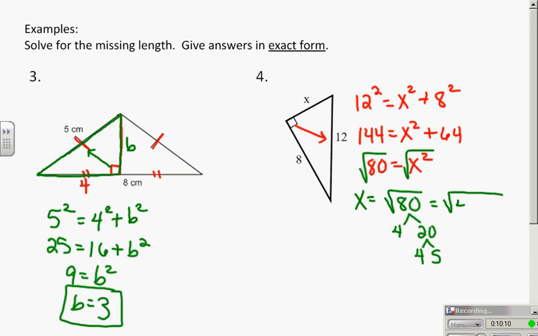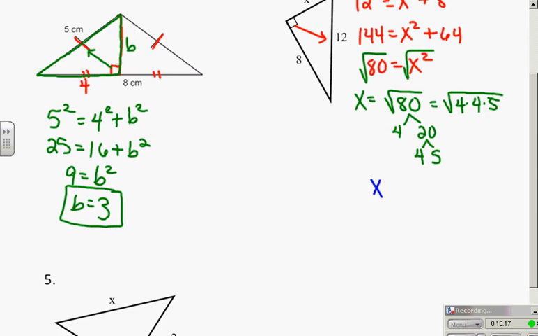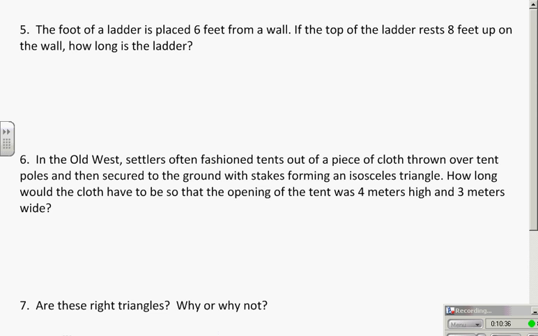So now I'm back to my factoring skills. I know that 4 goes in here 20 times, and I know that 4 goes in there 5 times. So I could rewrite 80 as 4 times 4 times 5, which means that I can simplify x is the square root of 4 is 2, the square root of 4 is 2, the square root of 5 is left over, and I'm left with 4 square roots of 5. That is my exact answer, and much preferable to a calculator.